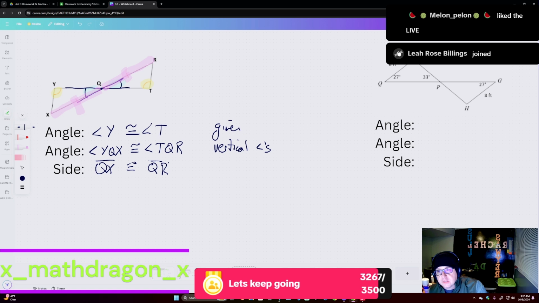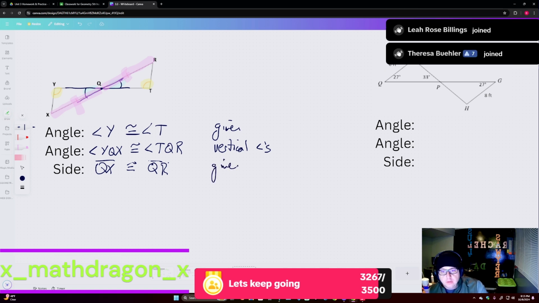So Q to X, Q to R. And we know this because it's given. And that's just because the picture has it on there. If the picture has it, that's how we roll.